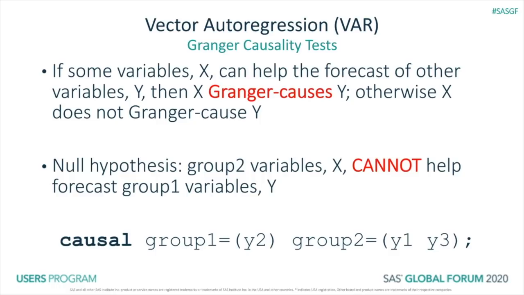So we provide the causal statement. You just put the Y variables in group 1. It's a list of variables, maybe 1, maybe a lot. And all the X variables in group 2. Like here, we have 3 variables, and we'll test if y1 and y3 could help the forecast of y2.